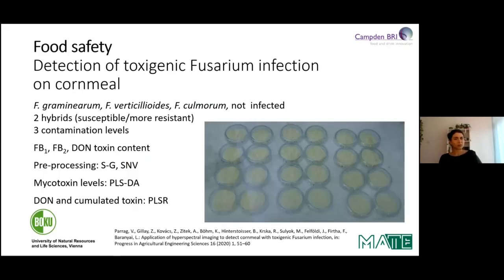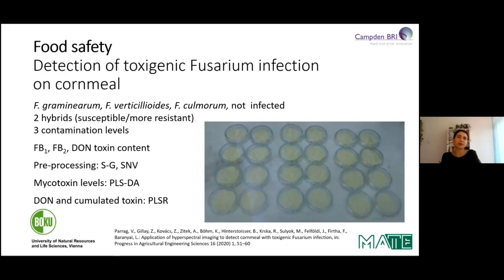And here are some food-related examples of application. Toxins are dangerous secondary metabolites of fungi. A well-known group of toxins are produced by Fusarium, and mycotoxins are common ubiquitous contaminants of crops and corn. This is an unavoidable contamination.